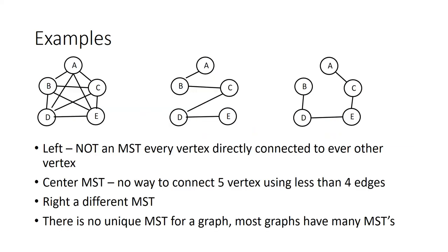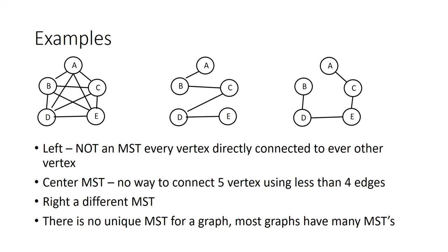Here's some examples. Here on the left, we have something that's not an MST. Every vertex is directly connected to every other vertex. You might call this a complete graph, but the terminology is not crucial. In the center, we have something that is an MST.